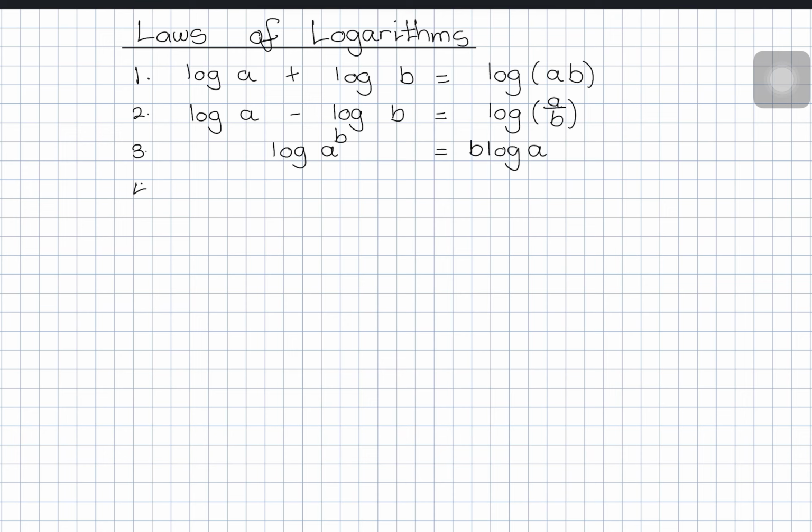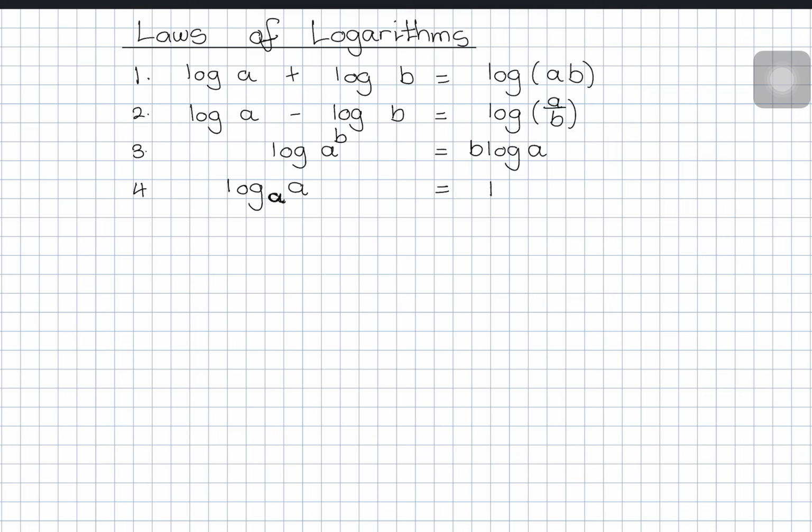And then the fourth one that we'll look at today is log A to the base A. This one does not have a power, actually it has a base. As long as we have the same value here and there, our answer is going to be 1. As I say, today we're going to concentrate on law number 4. Maybe let's just quickly look at a few examples.